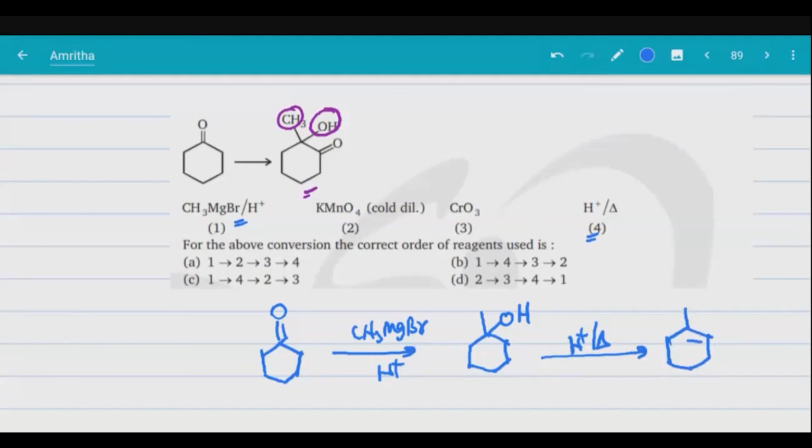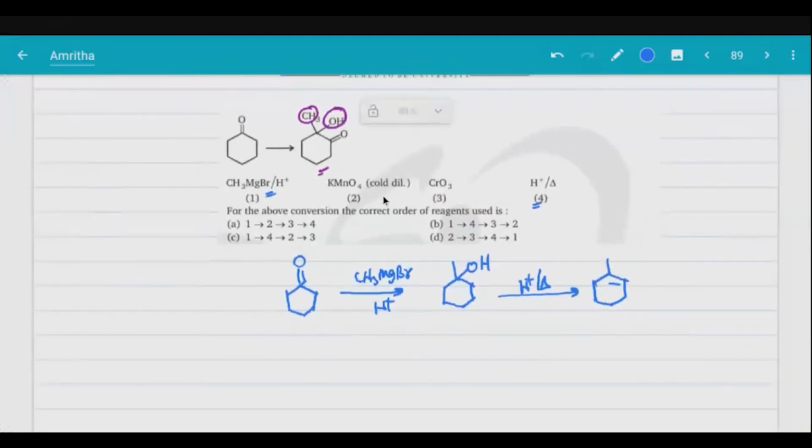And next step is obviously KMnO4, cold dilute. There is a reagent name, no? What is that? What is the reagent name? Cold dilute alkaline KMnO4. Can anybody tell me? There's a test for unsaturation, Baeyer's test. That is Baeyer's test. Okay, Baeyer's reagent. So we can identify unsaturation.